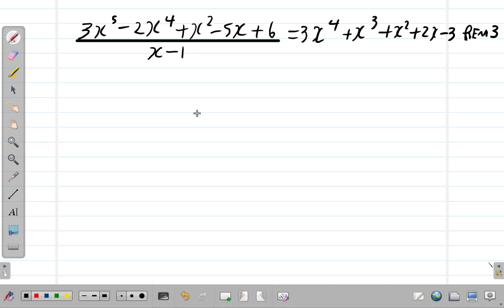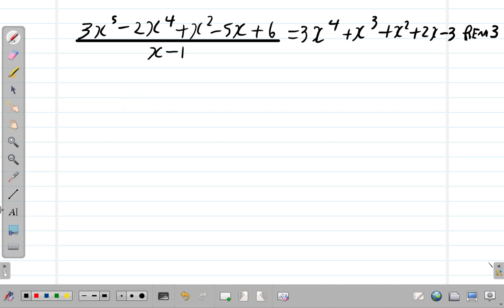We have done this polynomial division in a previous video. We used the method of long division to work through it. Now, let us use the method of synthetic division.